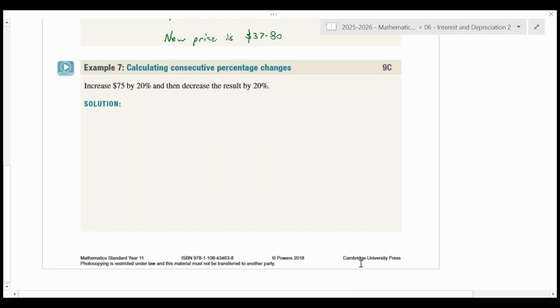Okay, calculating consecutive percentage changes. Now, this one, we've got 75 bucks. We're going to increase it by 20% and then decrease it. Be very careful. That does not mean that we're going to get back to $75.